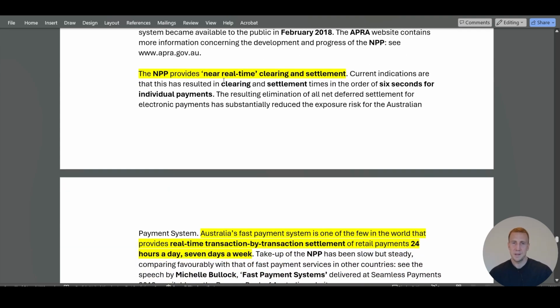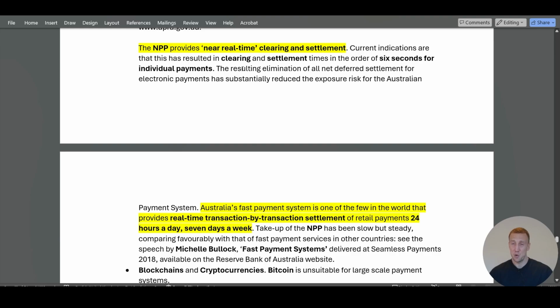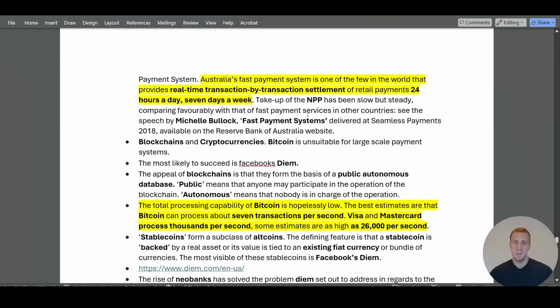So the NPP provides near real-time clearing and settlement. Current indications are that this has resulted in clearing and settlement times in the order of 6 seconds for individual payments. It's quick. The resulting elimination of all net deferred settlement for electronic payments has substantially reduced the exposure risk for the Australian payment system.